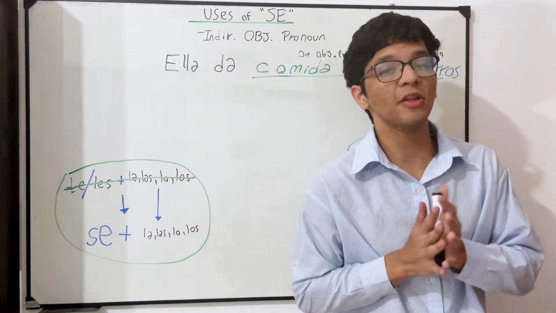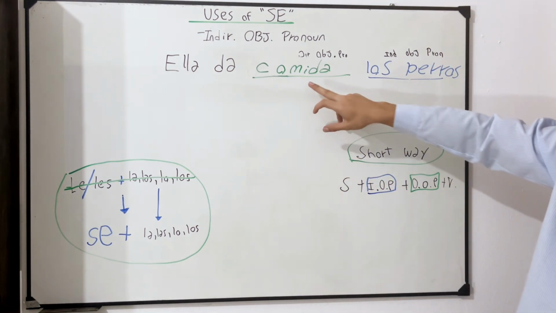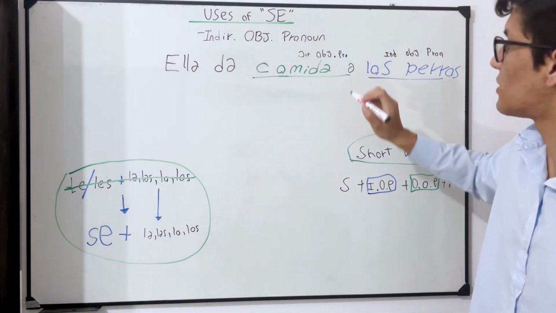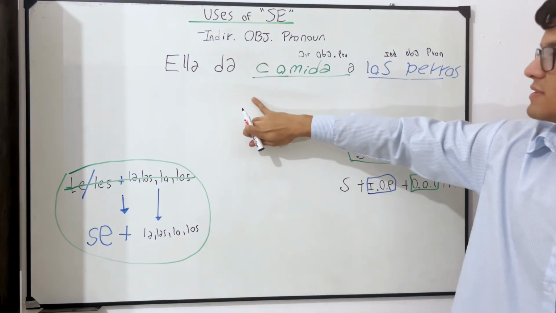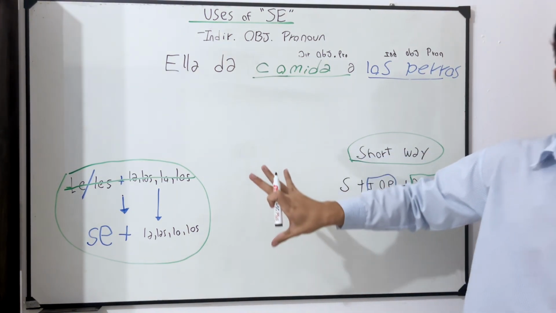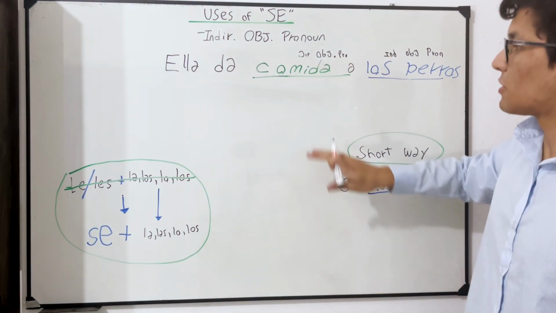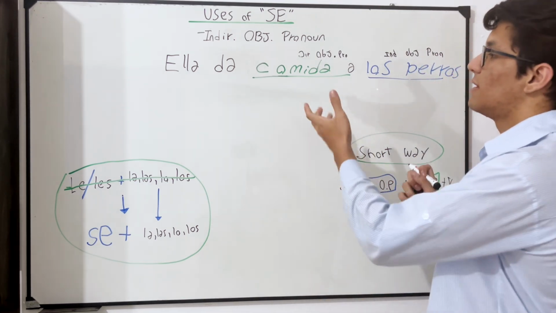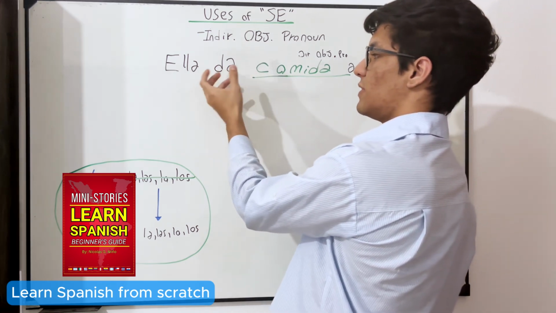So here we have another example. Let me show you. Ella da comida a los perros. Ella da comida a los perros, okay? A los perros, to the dogs. So this is "she gives food to the dogs." Here it is exactly the same. Comida is the direct object because the direct object refers to things, and comida is a thing that receives the action of the verb give.